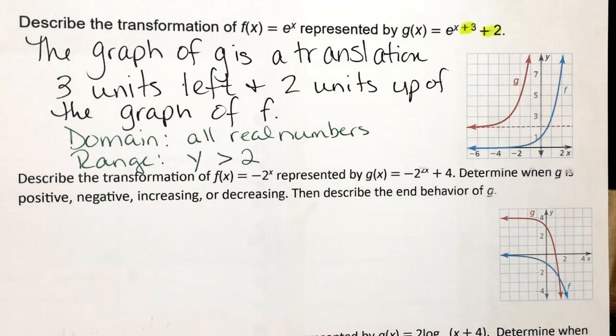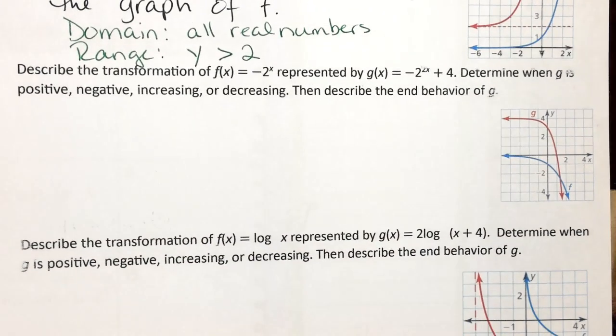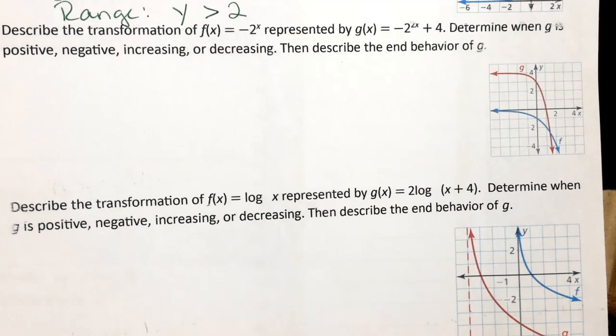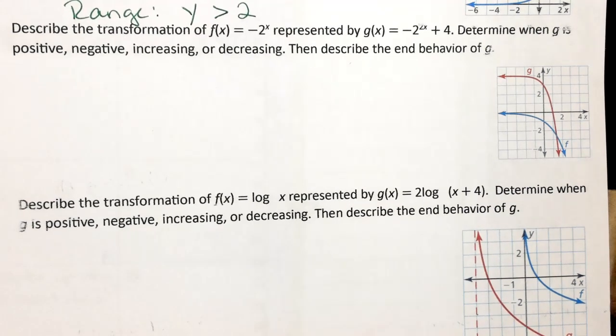All right, moving on. So let's take a look at this next one. It says, describe the transformation of f of x equals -2 to the x power represented by g of x equals -2 to the 2x plus 4. Determine when g is positive, negative, increasing, or decreasing. Then describe the end behavior. So we have a lot of things to do in this part. I'm going to try and write as small as I possibly can.